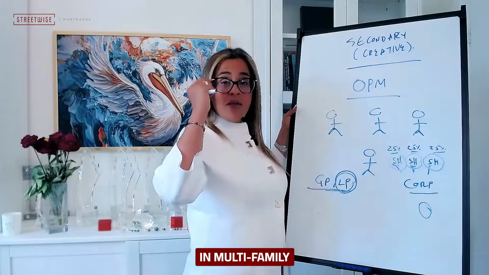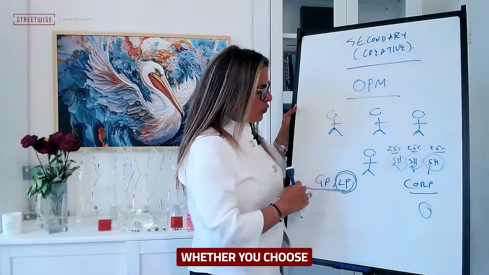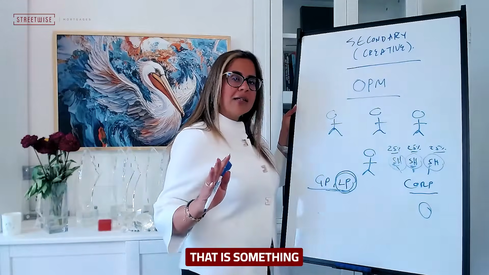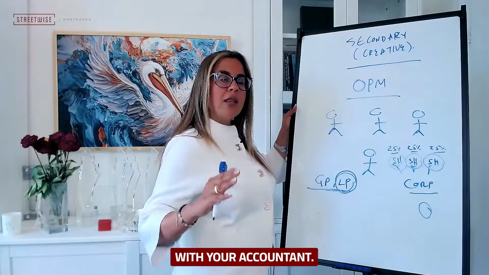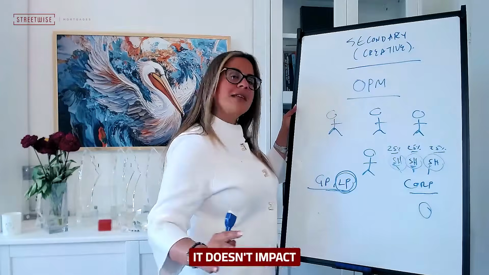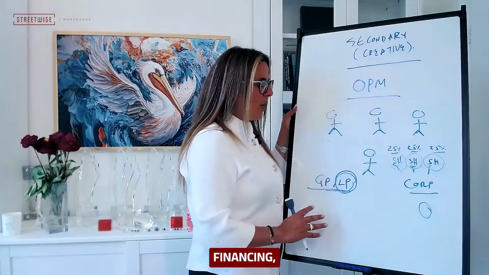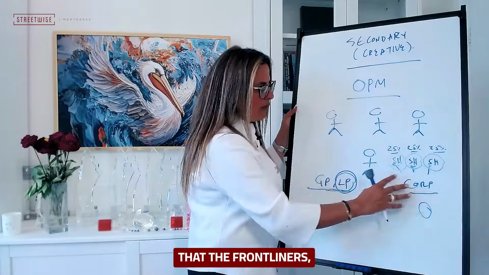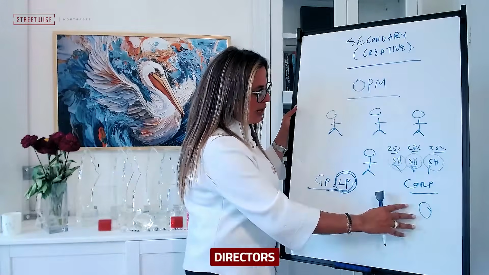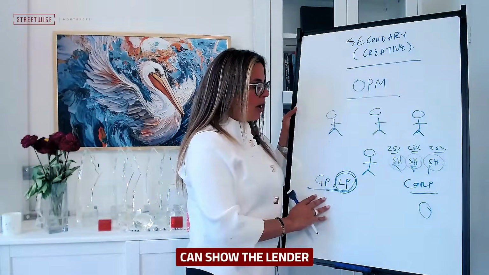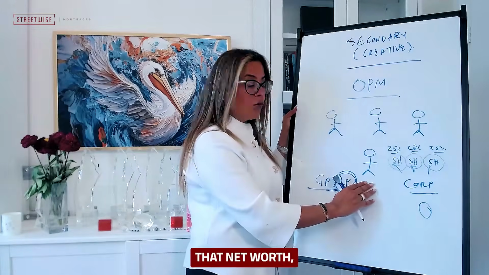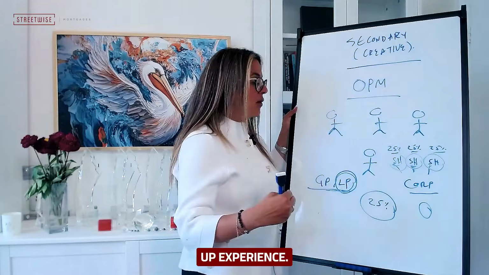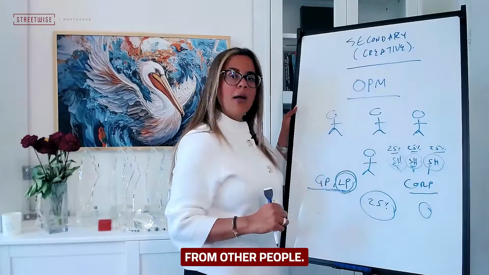It's done all the time in multifamily financing. Whether you choose a GP-LP or a corporation with a shareholder agreement, that is something for you to discuss with your accountant. It doesn't impact financing. But from a lending standpoint, we want to make sure that the front runners, whether they're the directors or the GPs here, can show the lender enough net worth, which is generally 25% of the loan amount. They show that they've got the experience, and the money can come from other people.